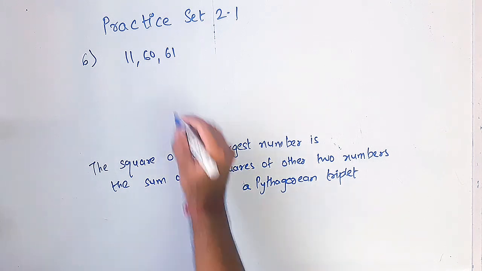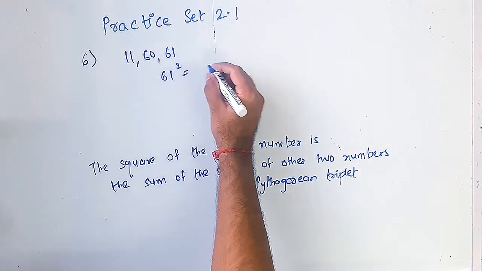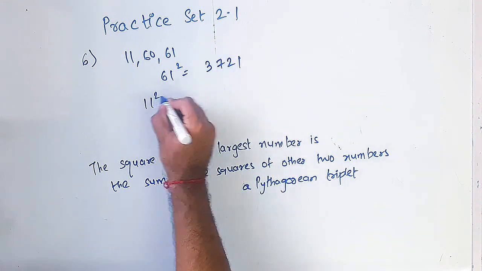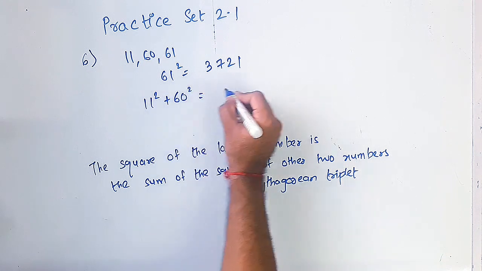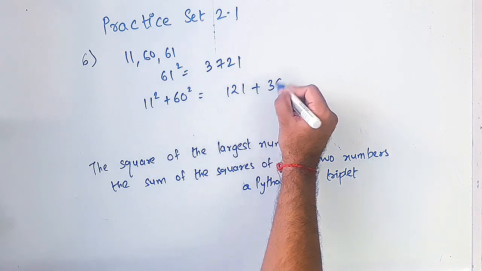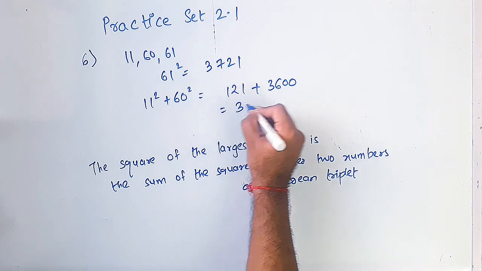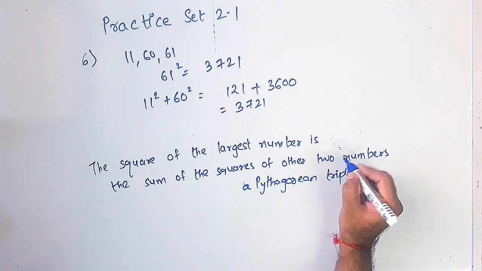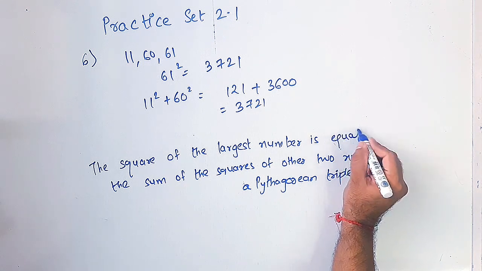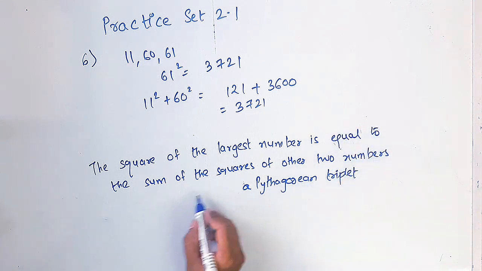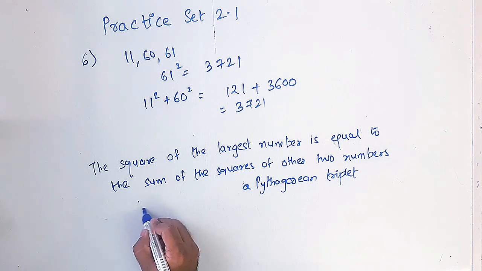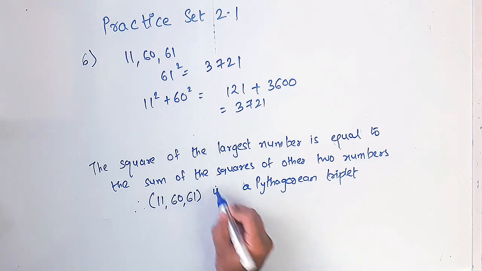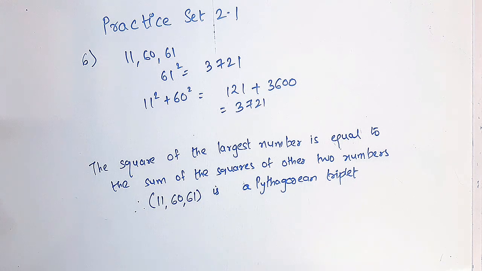So here 61 square, the longest side I'll take, is 3721, and the sum of the squares of the other two sides is 121 plus 3600, which is equal to 3721. So here you can write the square of the largest number is equal to the sum of the squares of the other two numbers. Therefore 11, 60, 61 is a Pythagorean triplet.